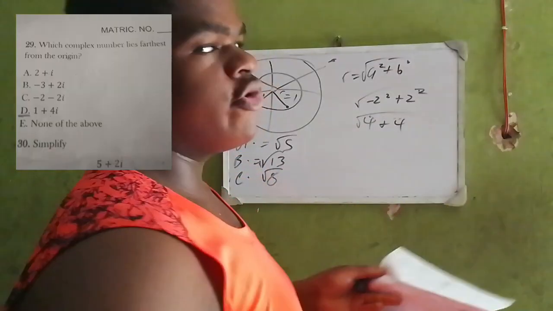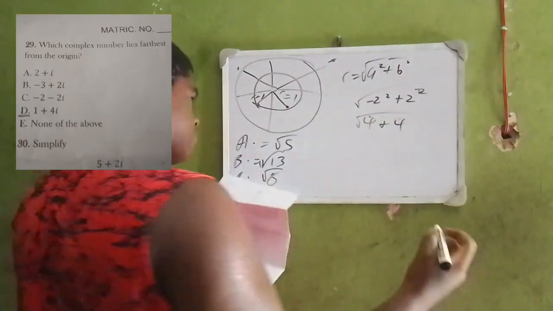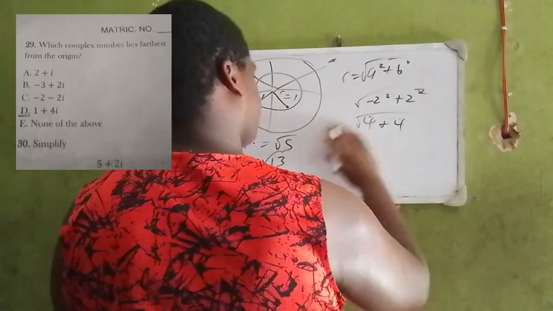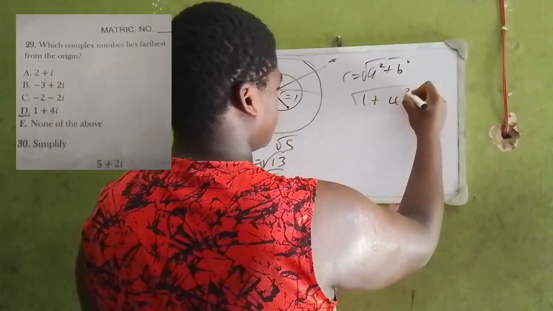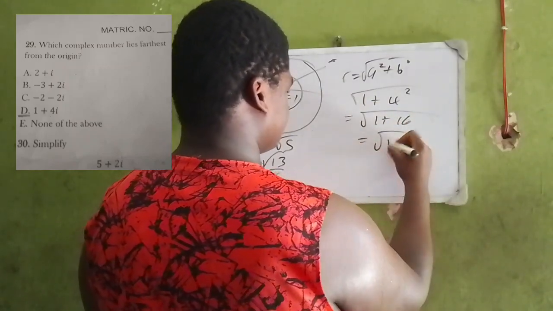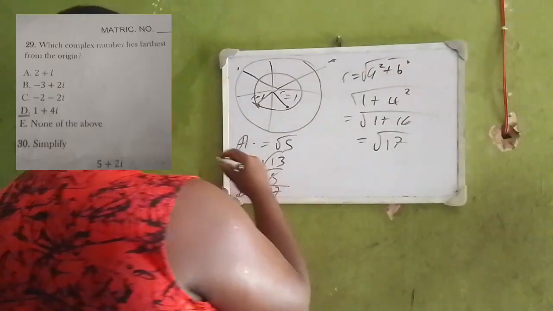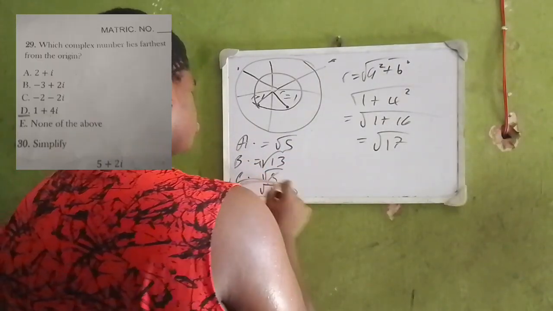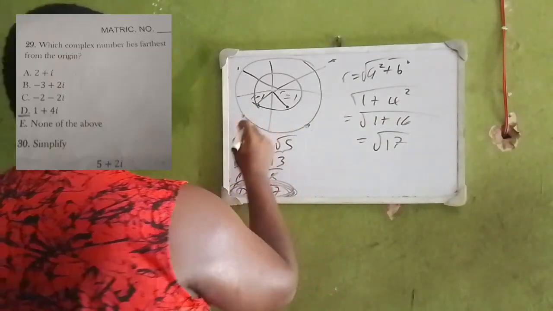And the answer here cannot be none of the above because there must be one that is farthest from them. Option D is 1 plus 4i. So that's the square root of 1 plus 4 squared, which is the square root of 1 plus 16, which is the square root of 17. So option D is the square root of 17. If you look at the four numbers here, the one that is largest is D, the square root of 17. So D would lie at the farthest, no matter where it is.